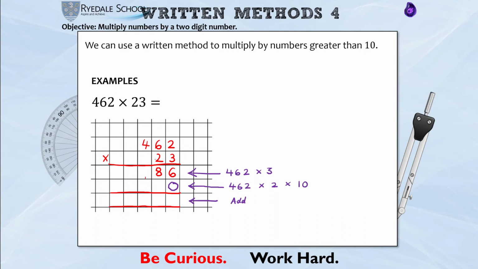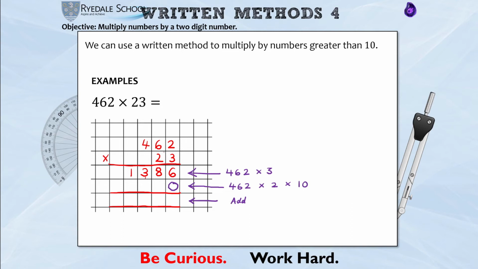And now we need to do 4 times 3. And 4 times 3 is 12. Add the extra 1 is 13. So 462 times 3 is 1,386. So I'm now doing 462 times 20. But because I've put that 0 there, I can think of this as 462 times 2 now.